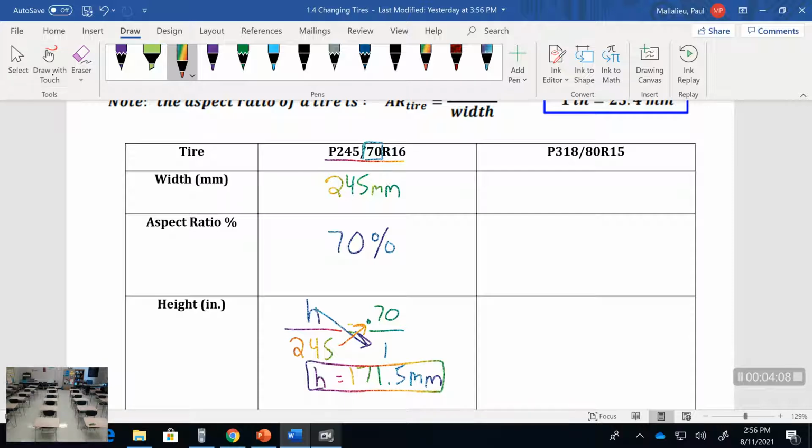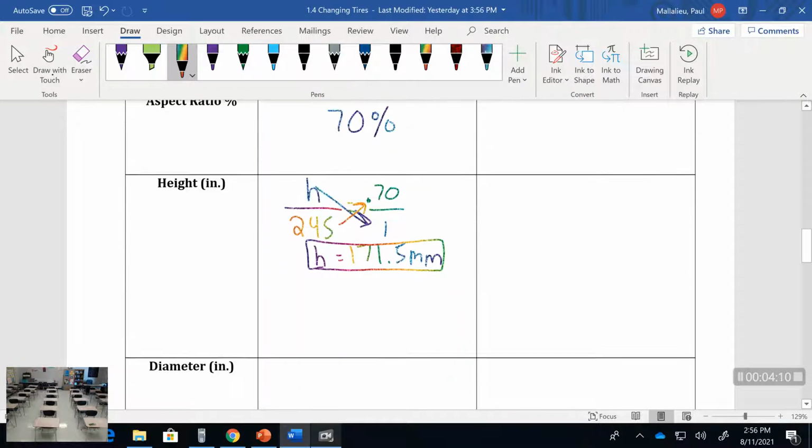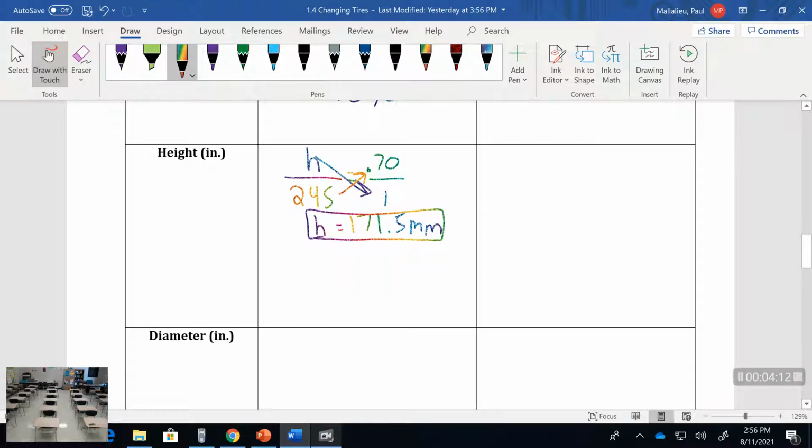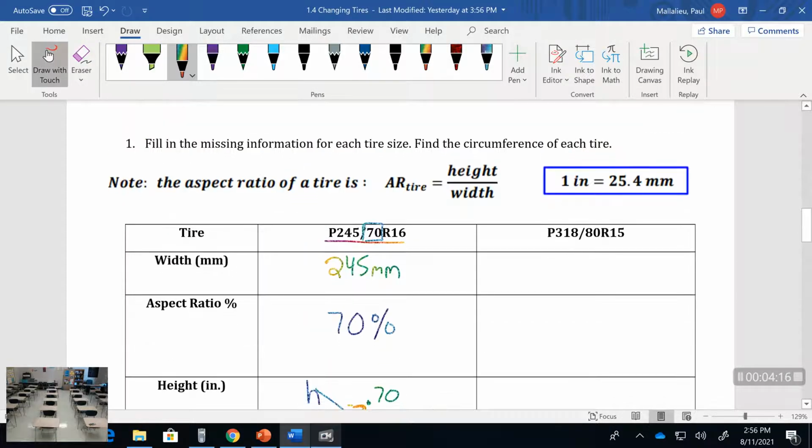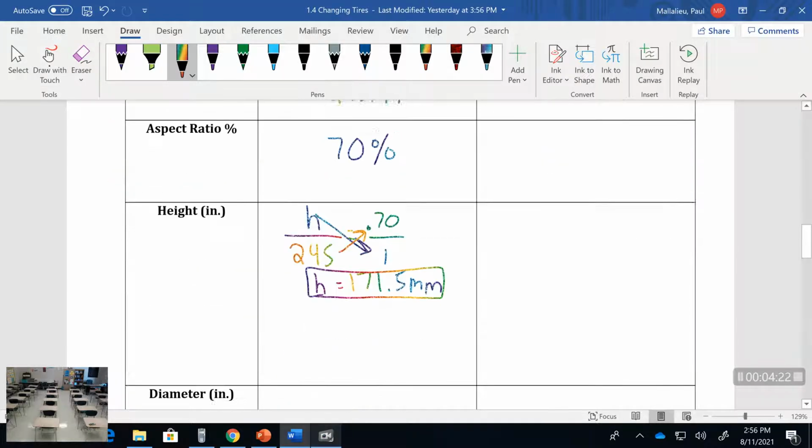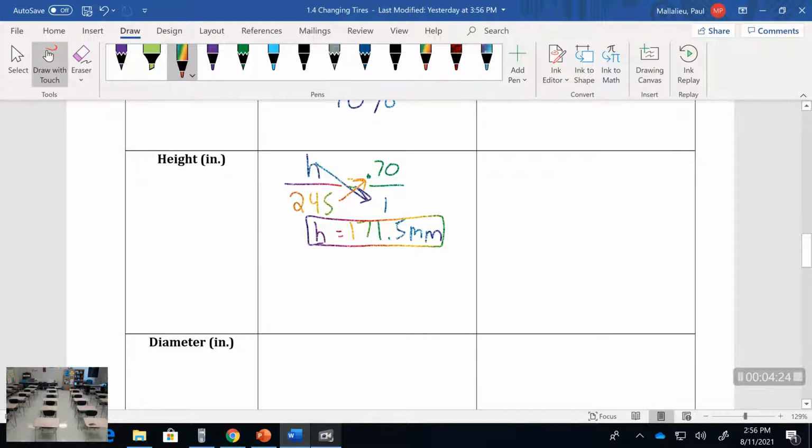I say that simply because we often use inches, or feet. So when we are looking to change that, we would look at the conversion. 1 inch equals 25.4 millimeters. So if we have 171.5, then what that means we need to do is 171.5 divided by 25.4.